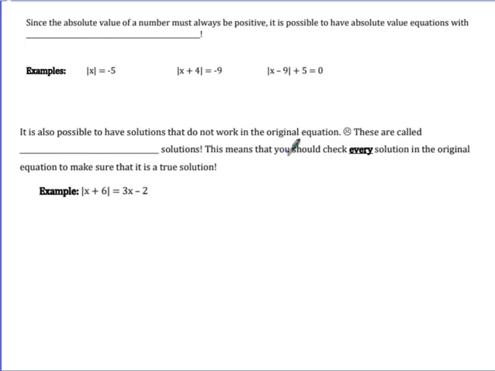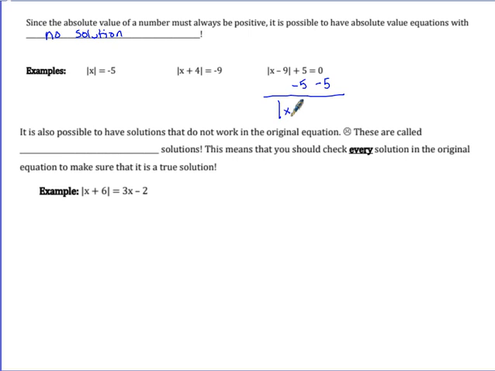Alright, then one more little wrinkle that we have here, since absolute value has to be positive, we've already talked about that, it's possible that you could have an equation with no solution, and that happens whenever you have the absolute value by itself and then a negative number on the other side. So the absolute value of x cannot equal negative 5. It's not possible, because anything I put in here is going to be positive. Same thing here, absolute value cannot equal negative 9. It's not possible.